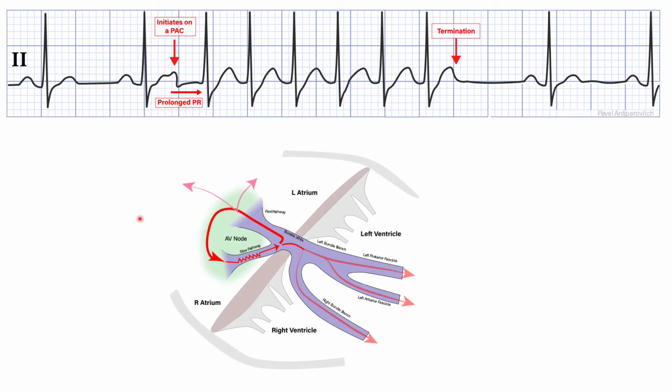Next, let's look at AV-NRT. As with our prior examples, it is very conceivable that an AV-NRT initiates with a PAC, which blocks in the fast pathway, preferentially engages the slow pathway, and initiates the tachycardia. And the slow pathway conduction manifests as a prolonged PR interval. So yes, AV-NRT can certainly explain this finding, and it is still on the differential diagnosis.